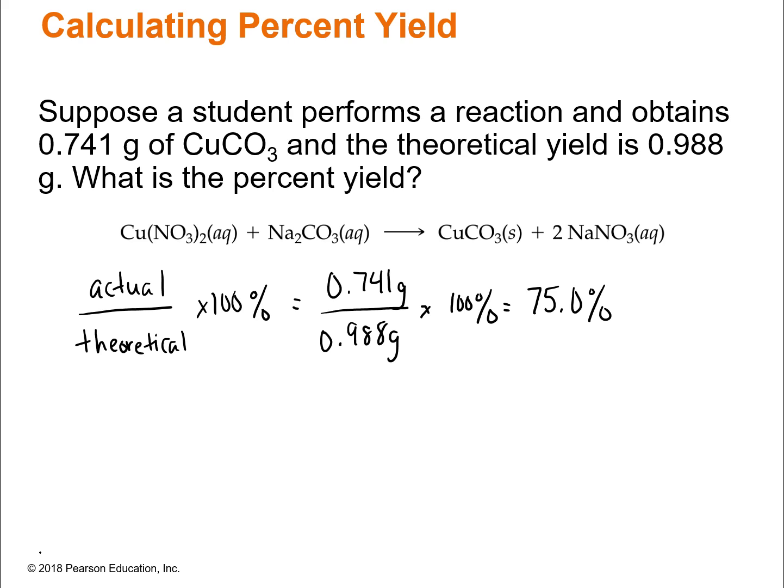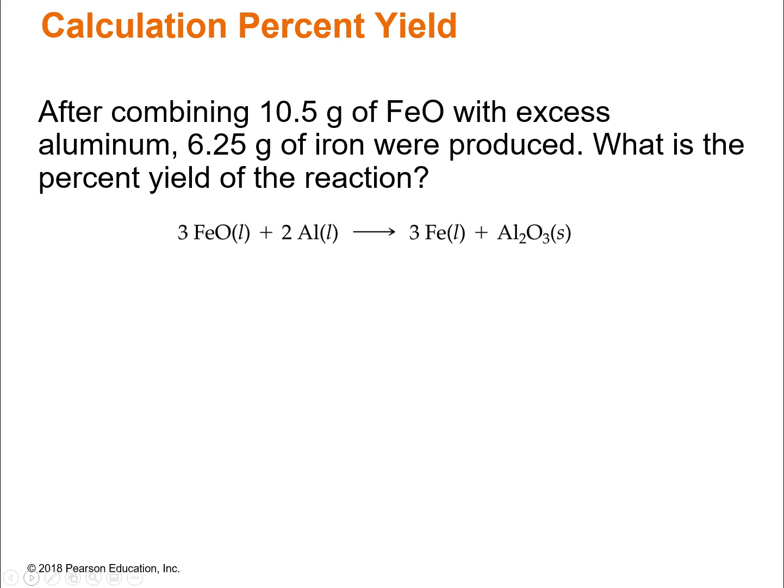We've got to ramp it up a little bit. After combining 10.5 grams of iron(II) oxide with excess aluminum, 6.25 grams of iron were produced. What is the percent yield of the reaction? So here we're combining a stoichiometry problem type with percent yield. Let's identify the numbers that we have in the problem first.